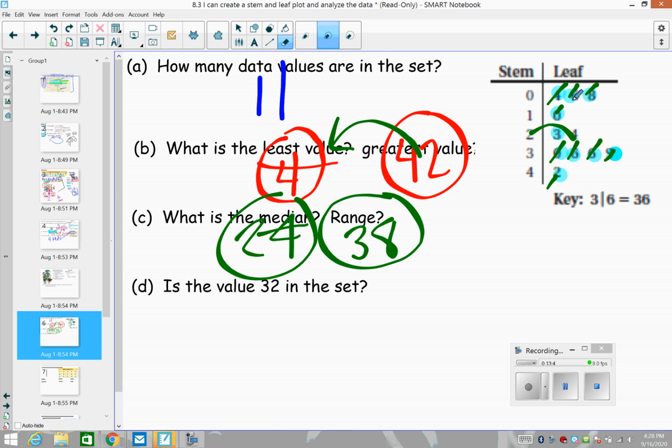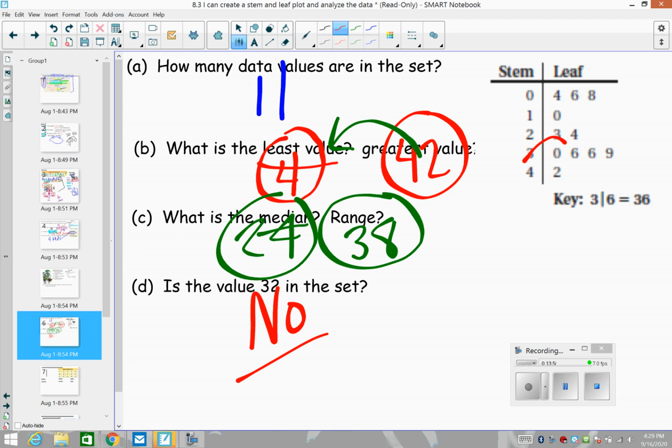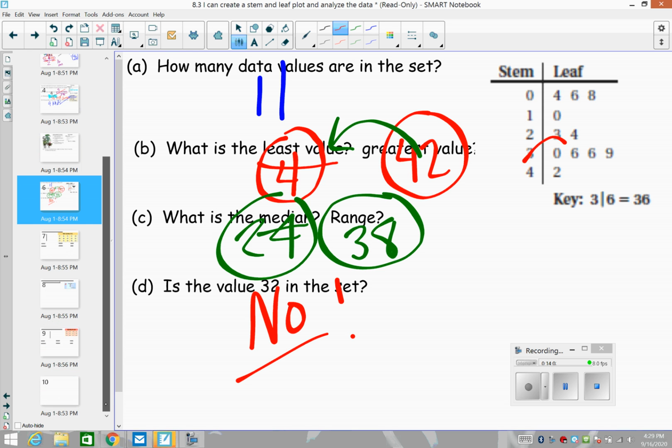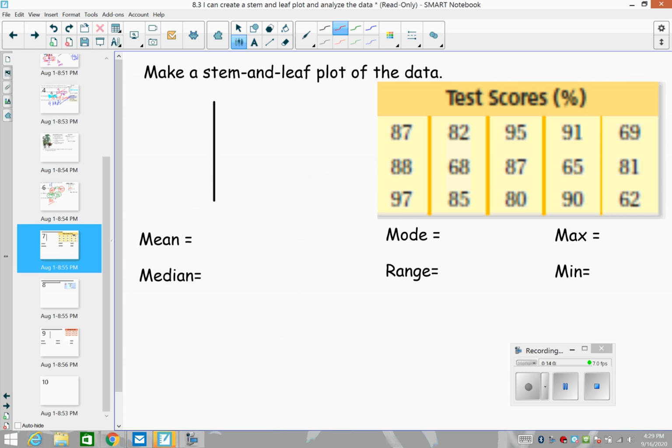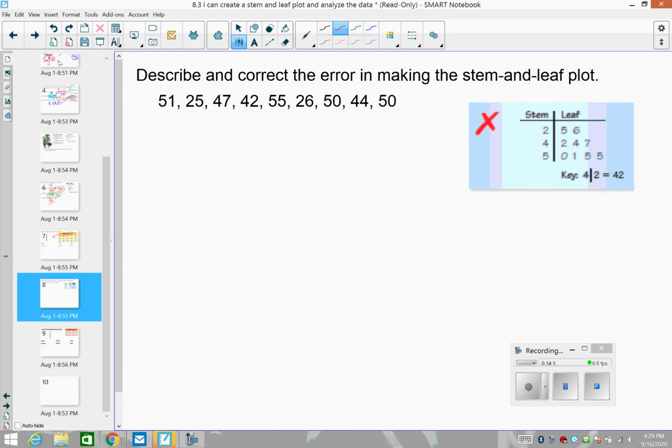Getting tired, guys. All right, so now is 32 in the data set? So let's check it out. Let's go 32. 30, no, I don't see a 32. Not in the data set. So that's how we would analyze the stem and leaf plot as well. Taking a look at what's left, there's a lot left, and I'm not going to go through all of that. For our test scores here, we would want to put them in the stem and leaf plot. I'm going to skip that question.